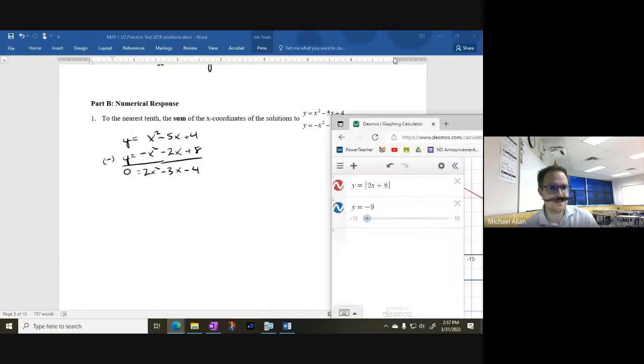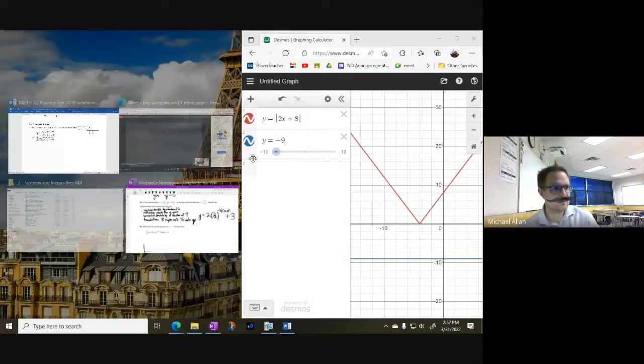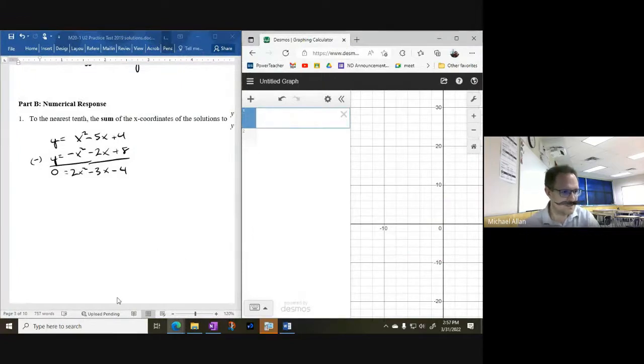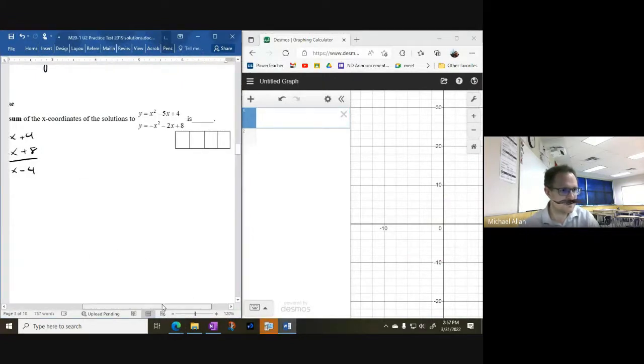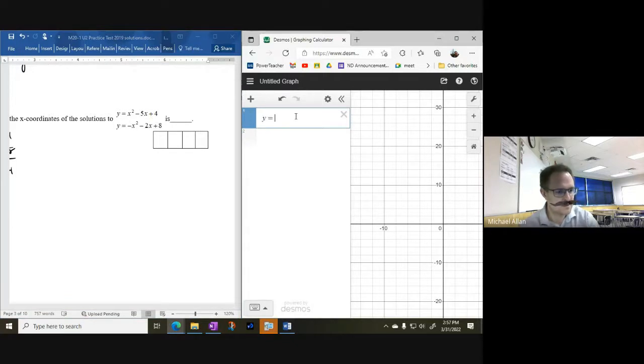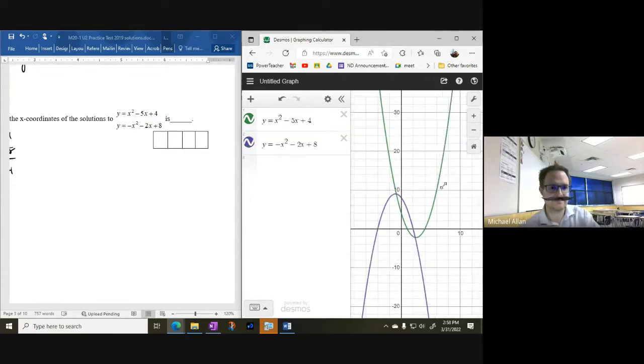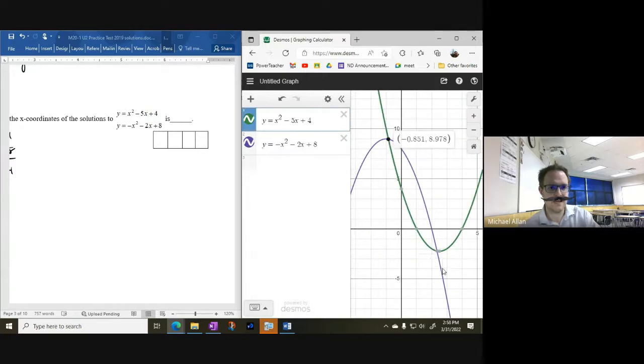If I'm just going to graph it, I can plug in the other calculator. I have Desmos for a reason. Let's just graph the original equations. Make sure I didn't make any mistakes. I graph my original equations. y is equal to x squared minus 5x plus 4, and then y is equal to -x squared minus 2x plus 8. Look at my intersection points. Oh yeah, they're not very nice here. And I add them together.